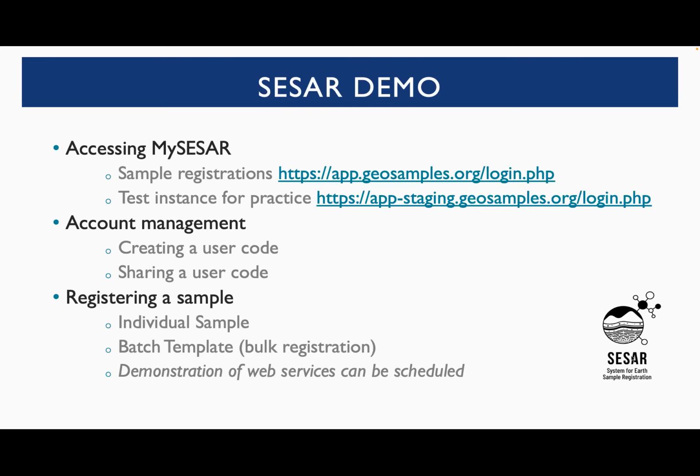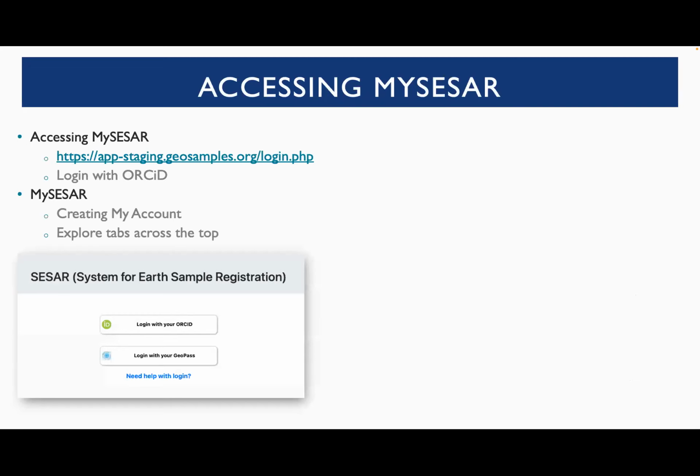So to access My CSAR, I hope you all have an ORCID account. If you haven't created one, please do so right now, or a little bit later when you're actually ready to start testing the demo. Again, we're going to use app-staging.geosamples.org as a testing site. We do also have a GeoPass login. However, this is really reserved for web services and we don't really use it, so we're not going to cover that today.